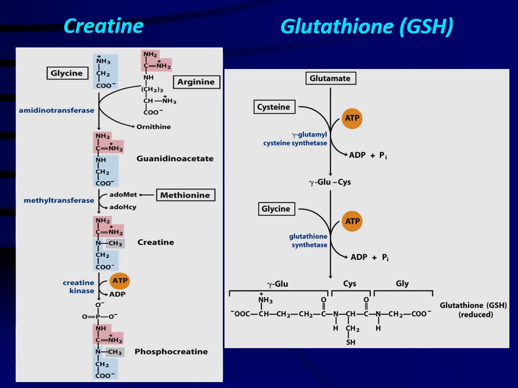Glutathione is synthesized from glutamate. Glutamate combined with cysteine in the presence of gamma-glutamyl cysteine synthetase forms gamma-glutamyl cysteine. Gamma-glutamyl cysteine, in the presence of glutathione synthetase, combines with glycine to form reduced glutathione.